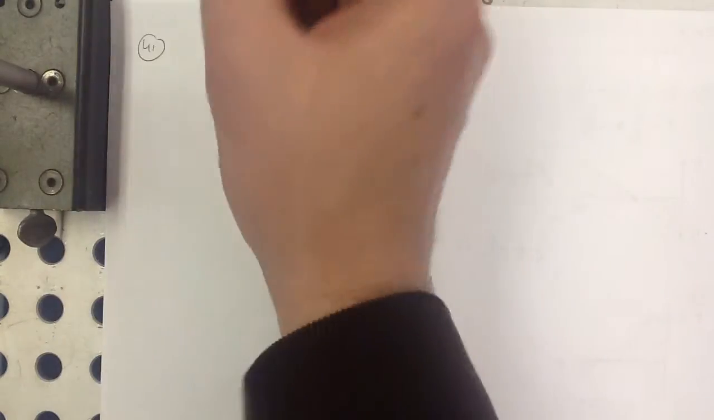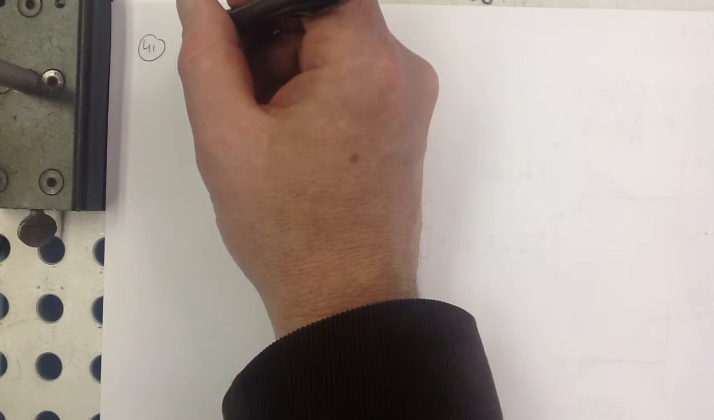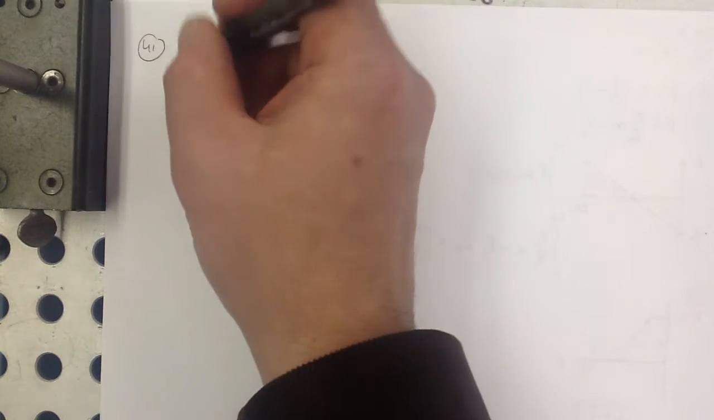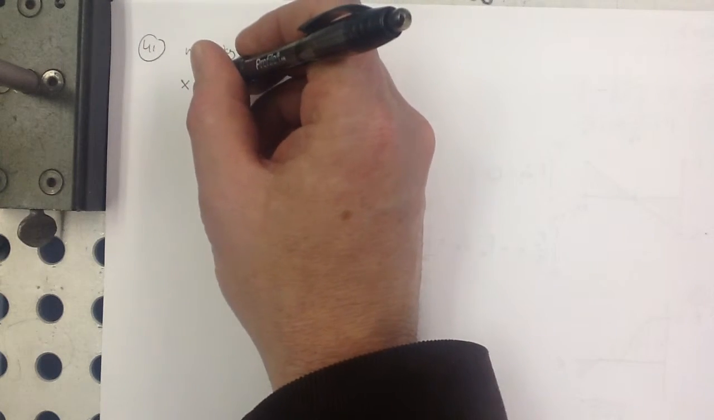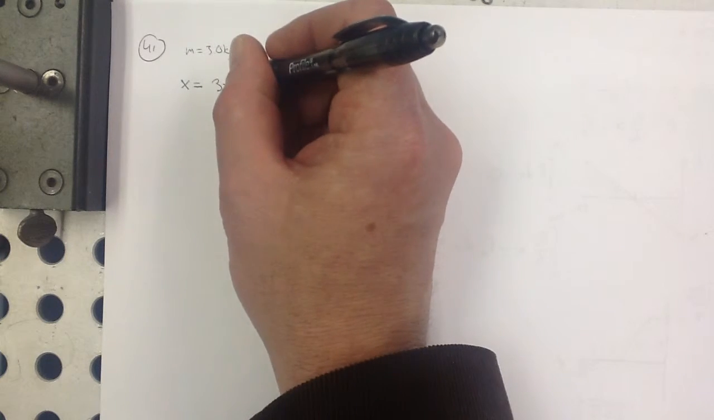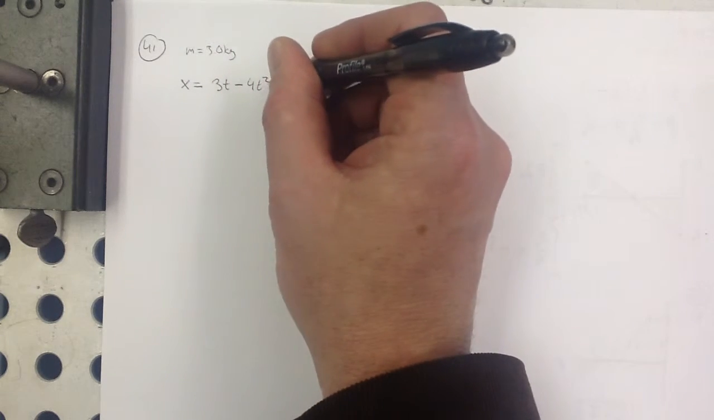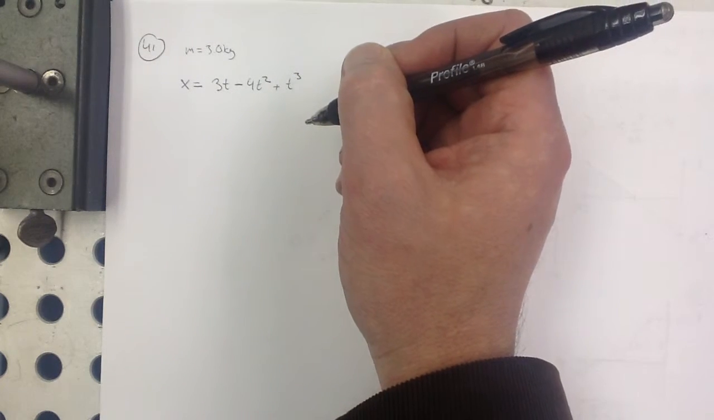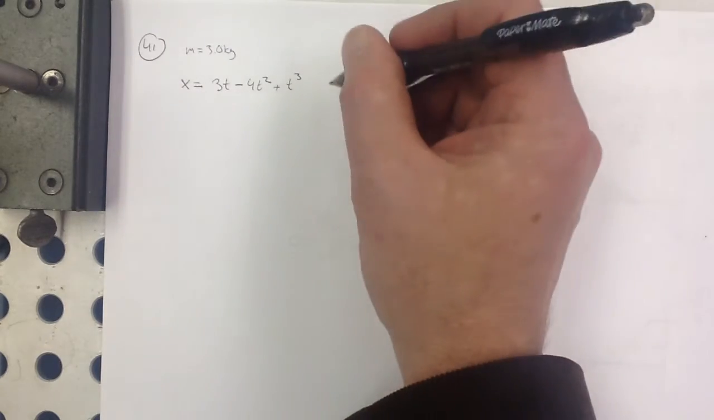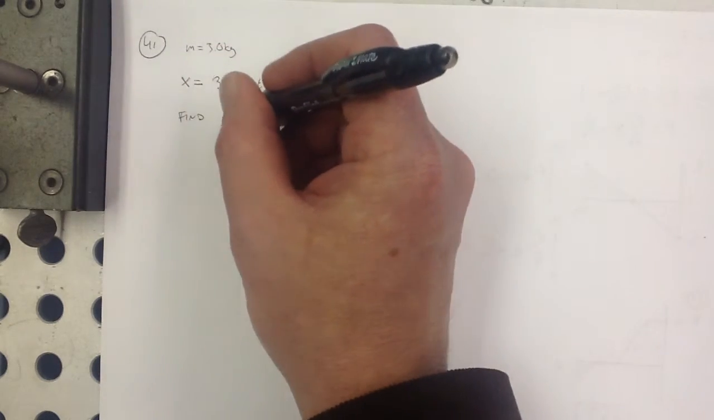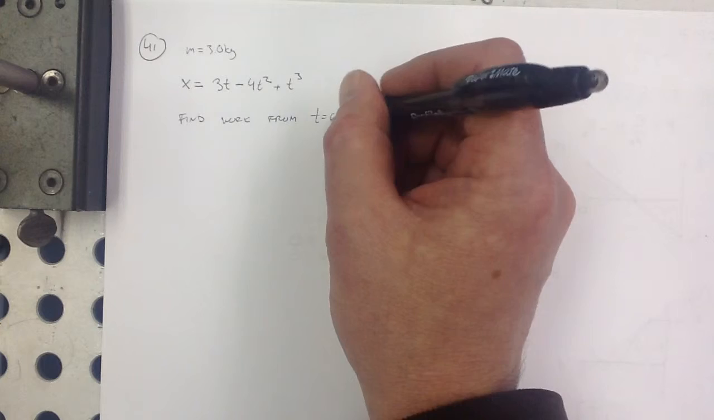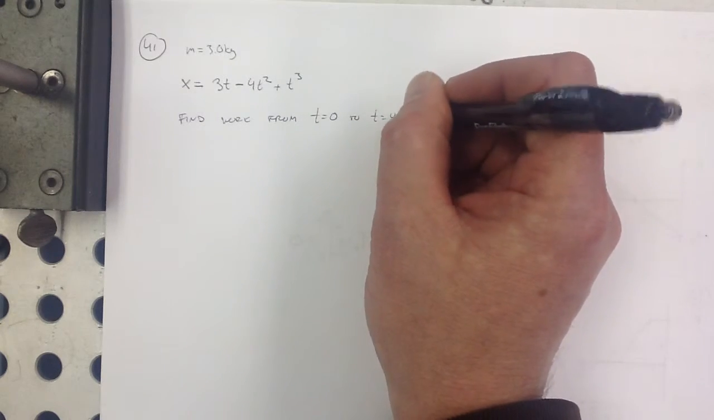So, in 41, we have a single force acting on a 3 kilogram particle, and it has a position function. Position as a function of time, 3t minus 4t squared plus t cubed. And we want to know the work done from time 0 to time 4 seconds.